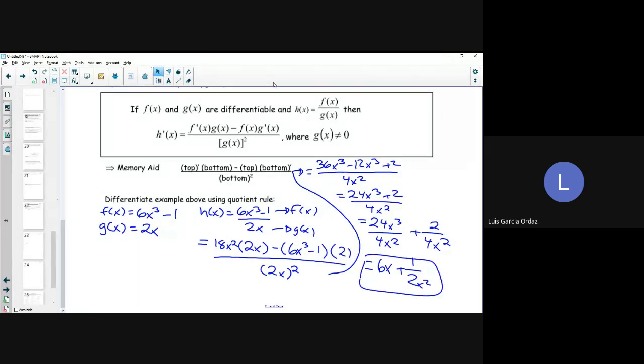I don't know why this screen is uncalibrated today, so I'm going to probably fix that during our break.